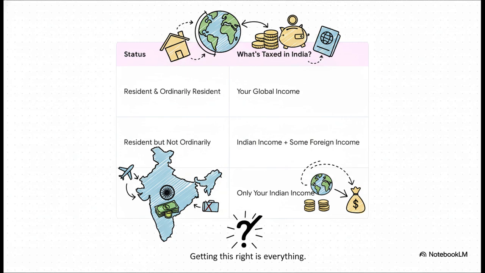And just look at this table. The difference is staggering. If you're what's called a resident and ordinarily resident, or ROR, your entire global income is fair game for Indian tax. But if you're a non-resident, or NR, it's just your Indian income. And that one in the middle, RNOR, well, it's a bit of a hybrid. Getting this right is absolutely crucial.